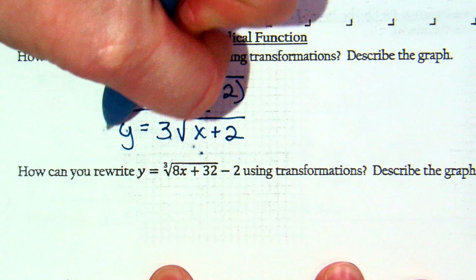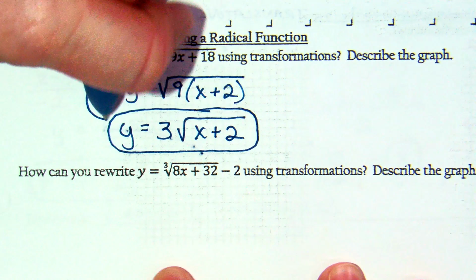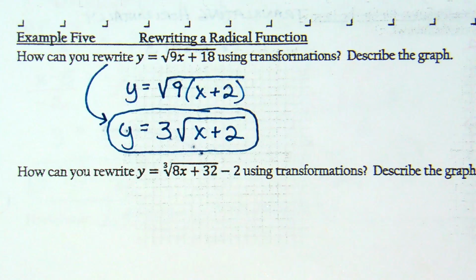Now, that is my rewrite. It said, how can you rewrite this using transformations? Now I would expect you to be able to look at this and tell me how to draw this graph. Do we still want to move left 18? No, we're going to move what? Left 2, and what else? Vertical stretch by a factor of 3.